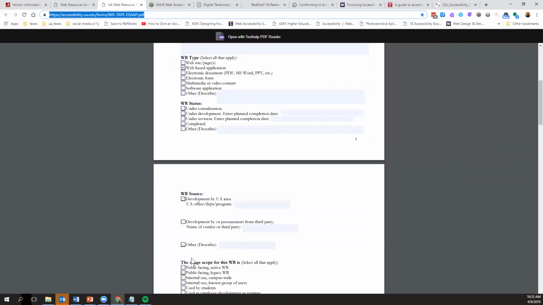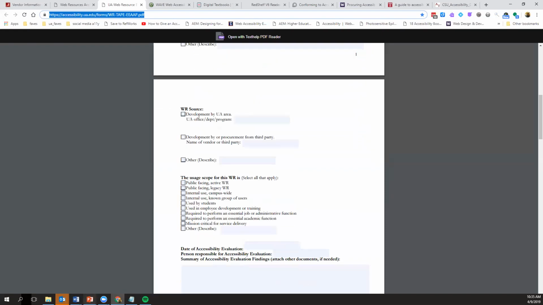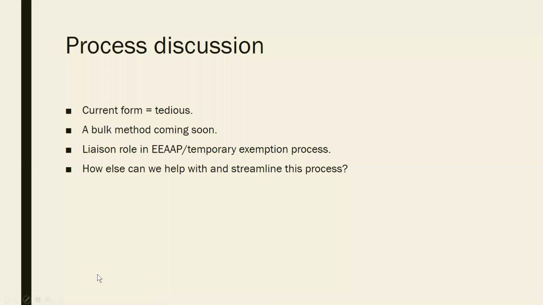So Rachel's working with some other folks to develop a process that might be a little easier for a unit that needs to request an exception for multiple PDFs, or 60 web pages that all have the same issue, or 100 databases that they contract with. So I guess my comments about that would be stay tuned for a bulk method.